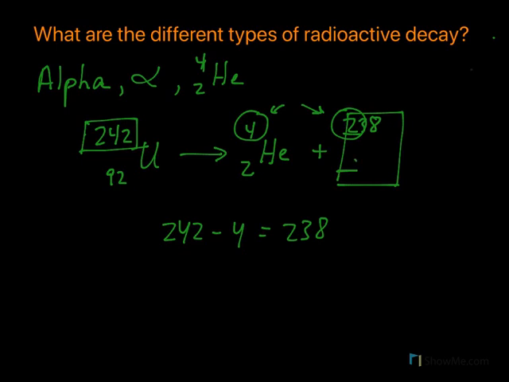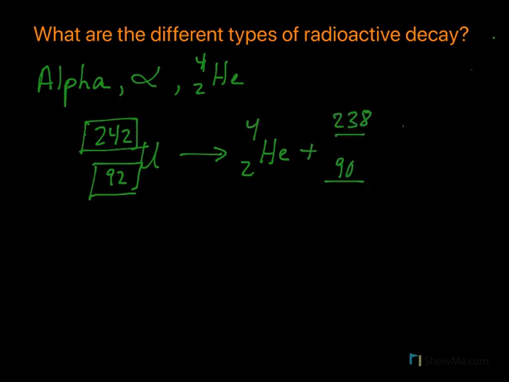And to figure this number out here, its atomic number plus this must equal 92. So this has to be 90. And if we look in the periodic table, the element with atomic number 90 is thorium. So that means when uranium-242 goes through an alpha decay, it produces helium and thorium-238.